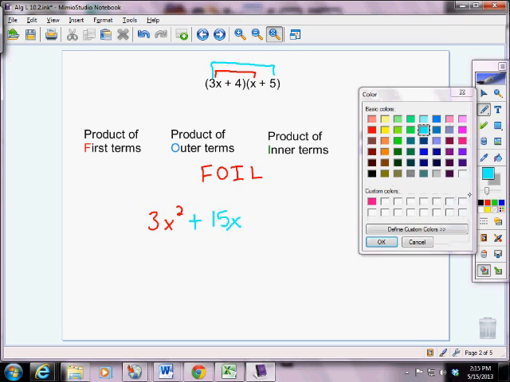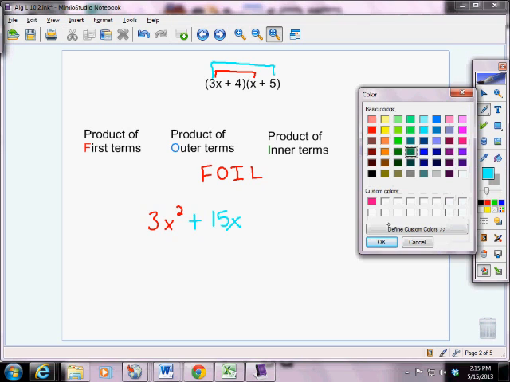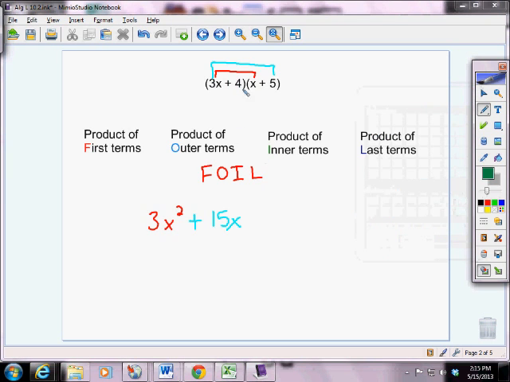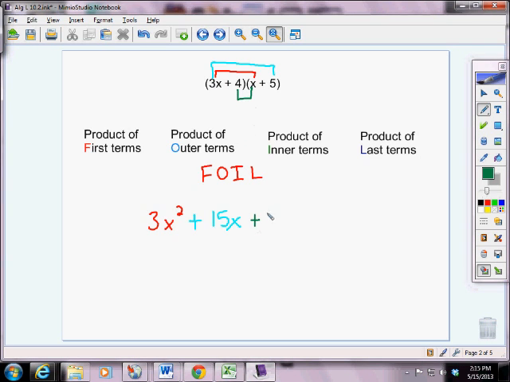Our inner terms, those are the ones that come on the inside. Okay, so if these two are the outer, then 4 and x have to be our inner terms. If I go 4 times x, I get 4x. And our last terms, just like our first terms were the 3x and the x, our last terms are going to be the 4 and 5. They're the ones that come at the end of each binomial. And 4 times 5 is 20.